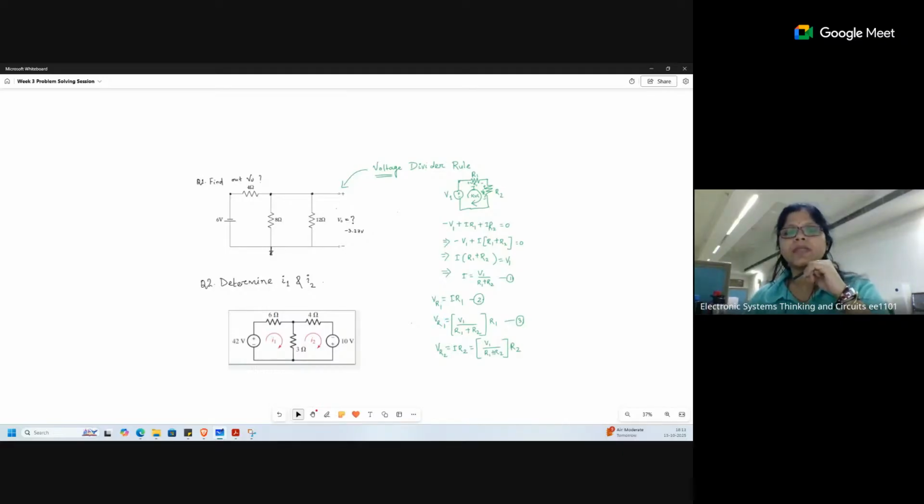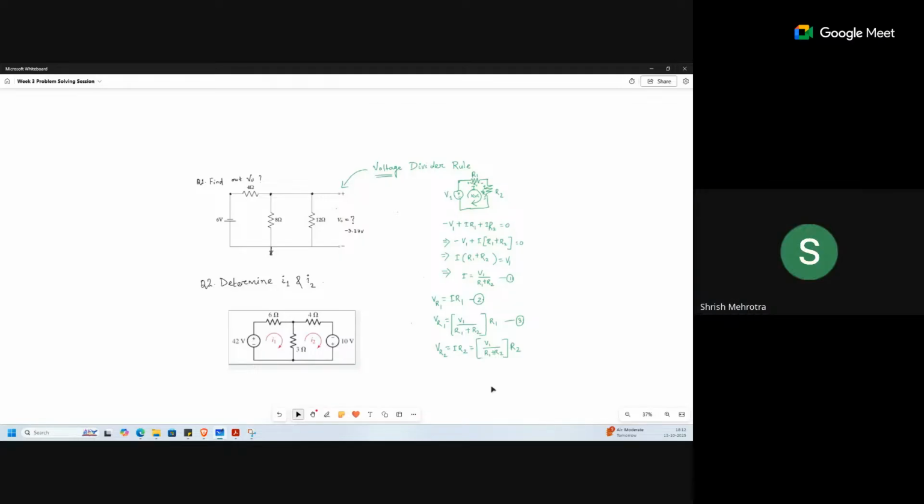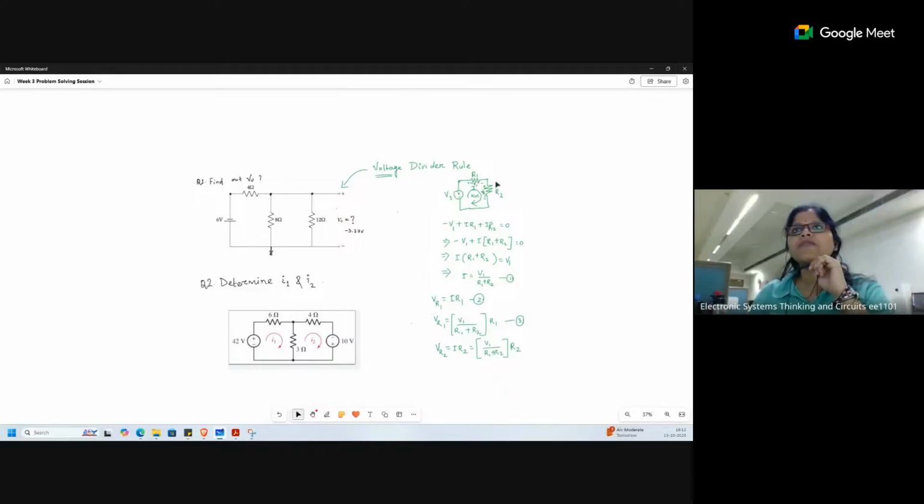Yes, ma'am. So that's why it is known as the voltage divider rule. Total voltage is getting divided among R1 and R2, and the formula we derived is: if we are finding the voltage across R1, total voltage multiplied with the corresponding resistance divided by total resistance. This is the formula you have to remember. And how it is derived, you already got it.